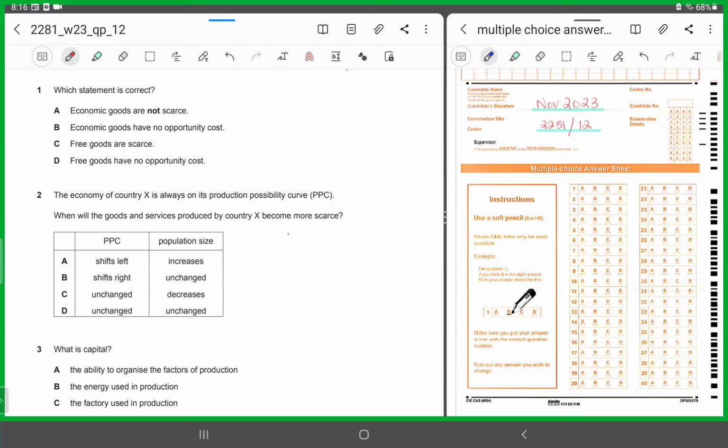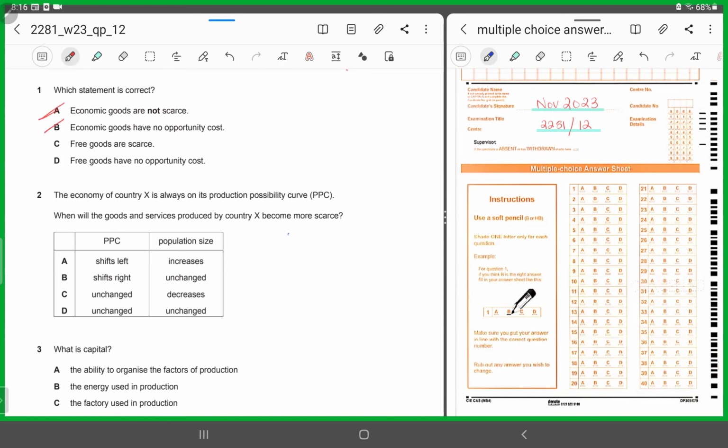All right. Now, let's look at the first one. It says which statement is correct. So you are going to identify the correct statement. Economic goods are not scarce. No, we've recalled by definition that economic goods were scarce. So this is chopped off. The second one says economic goods have no opportunity cost. Again, this is incorrect because by definition, we know that economic goods carry an opportunity cost. So see, 2 options already eliminated. So you're left with the last 2.